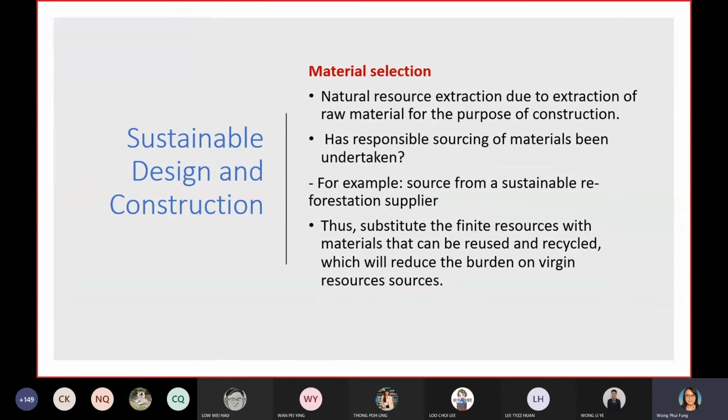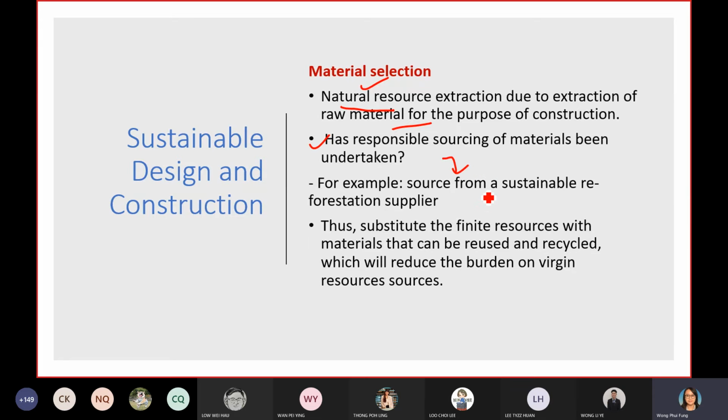All right, so the next thing I'm going to talk about is material selection. Natural resources extraction, due to the extraction of raw material for construction purposes. So say for example, when we need to build a house, the first thing we need to do is what? Cut down the tree. So the first question to think about: has responsible sourcing of material been undertaken?